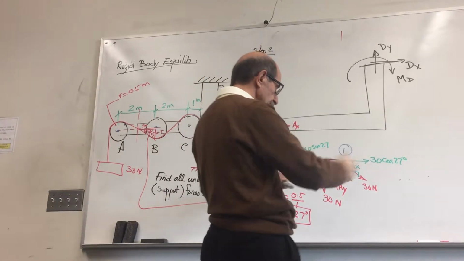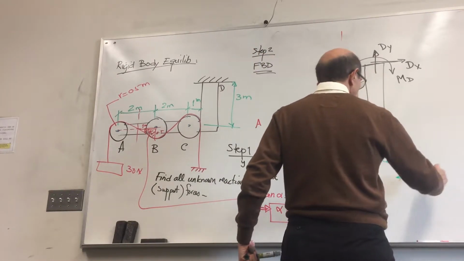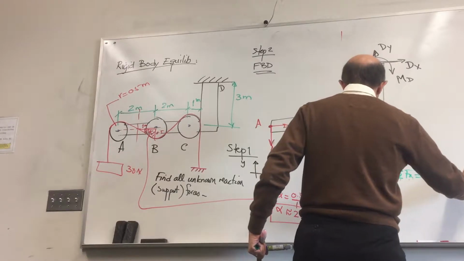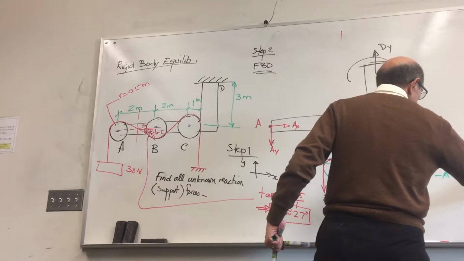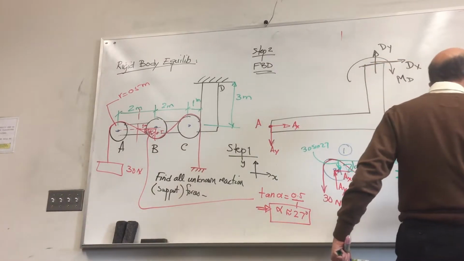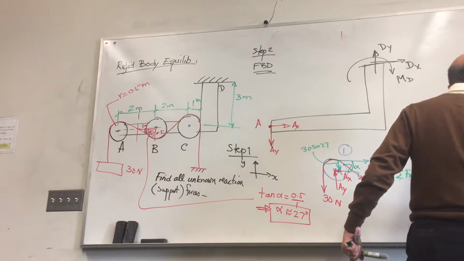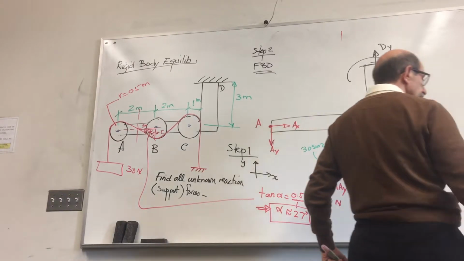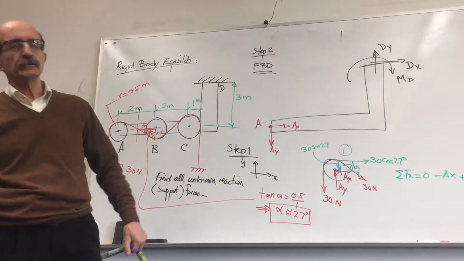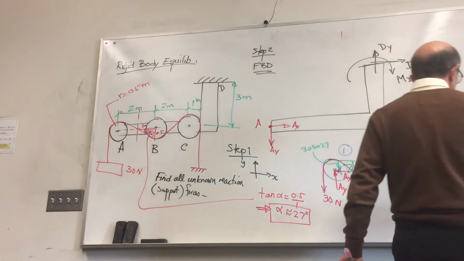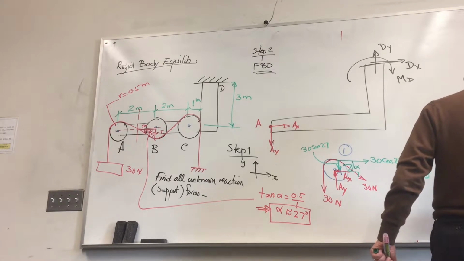So I write equations of equilibrium. Sum of forces along x is equal to 0. I have negative AX plus 30 cosine 27 equal to 0. That means AX is 30 cosine 27, and cosine 27 is about 0.89, so AX is about 26 or 27, I think.